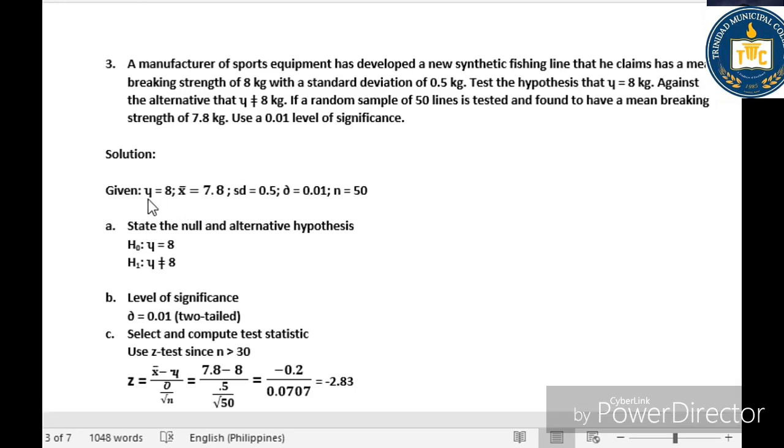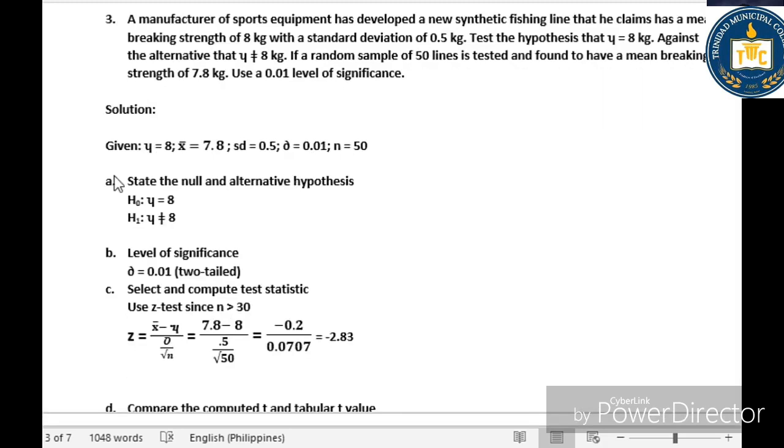So given the population mean here, which is 8 kg, and the sample mean of 50 is 7.8 kg. Then the standard deviation is 0.5 kg, and our level of significance is 0.01, and the sample size n is equal to 50.